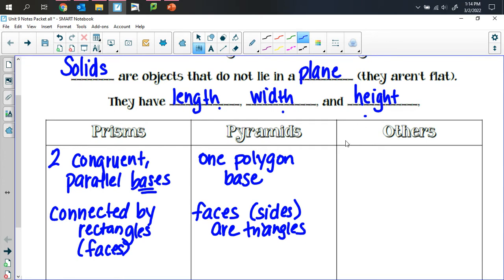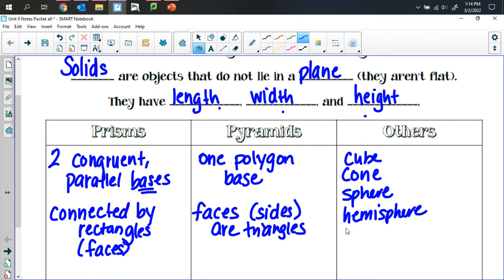When we get to the others, we're talking about the cube, we're talking about the cone, we're talking about that sphere. And if we split a sphere in half, we actually call it a hemisphere. So if you're thinking about like the top of an ice cream cone. And the reality is that these all have special properties, that they don't necessarily fit completely into one of these other groups. They also are named slightly differently than the others. So that's going to be our difference between prisms, pyramids, and others.